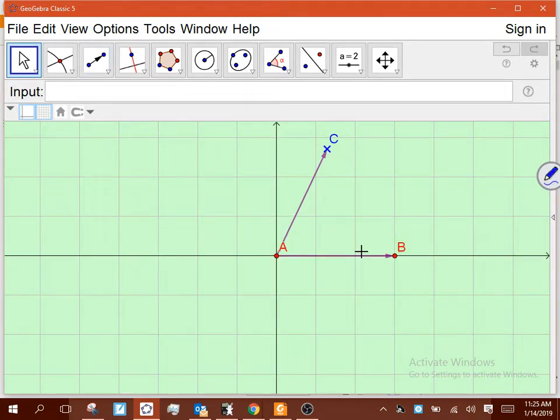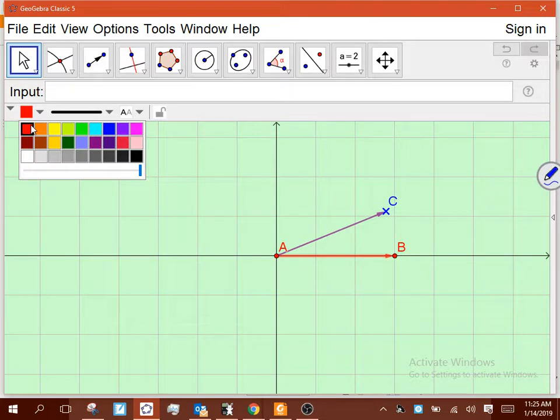Okay, so what we get is this ray right here, because it is on the positive x-axis. The end point of the ray is at the origin, and the ray follows the positive x-axis. So we call that our initial ray. It's our starting ray. Does that make sense?